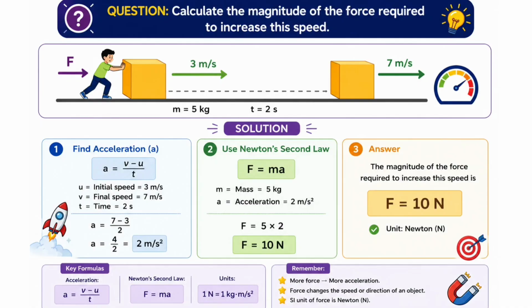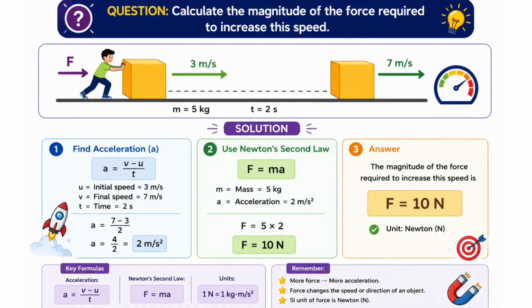We have a box with a mass m is equal to 5 kg. Its initial speed u is equal to 3 meter per second. A force F pushed it for a time duration t is equal to 2 seconds. After 2 seconds, its final velocity becomes v is equal to 7 meter per second. Our goal is to find the exact value of this force F.